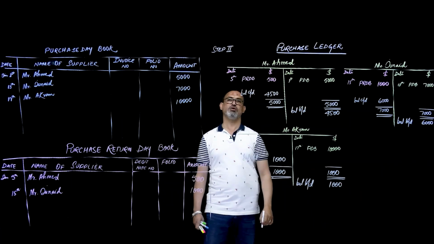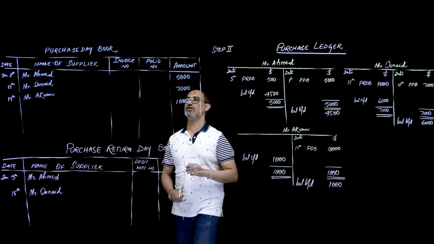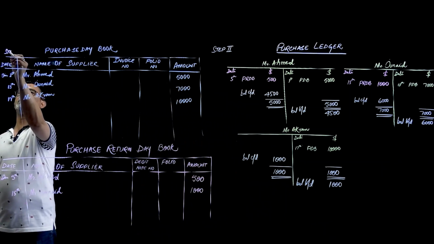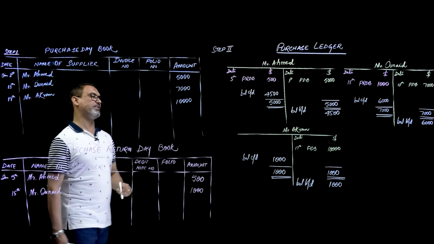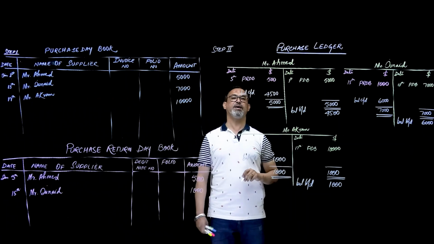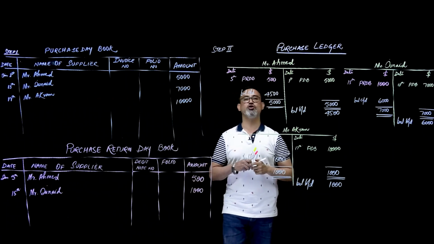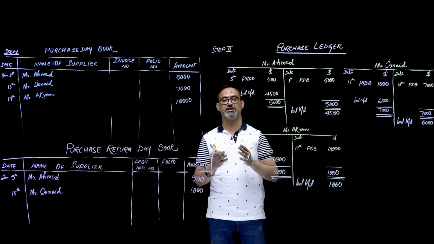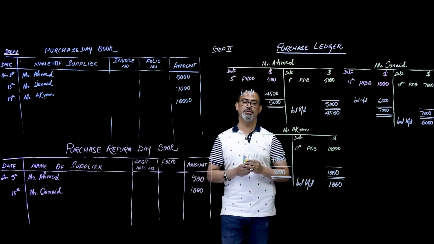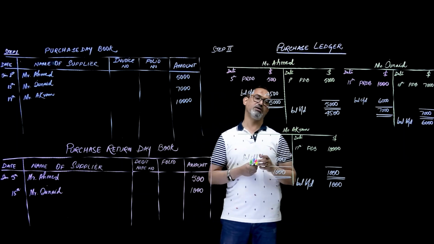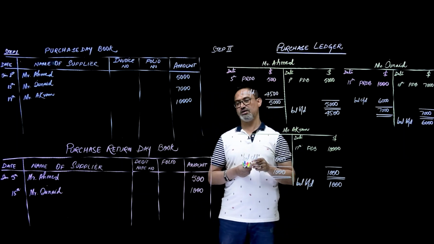So we completed, alhamdulillah, the second step. In the first step, we prepared the purchase day book and the purchase return day book. This is our step number 1, and this is our step number 2. Then in the last step, we have to prepare the journal ledger. What do you mean by journal ledger? All individual accounts except debtors and creditors are recorded in the journal ledger. Inshallah, next class. Today it's over.